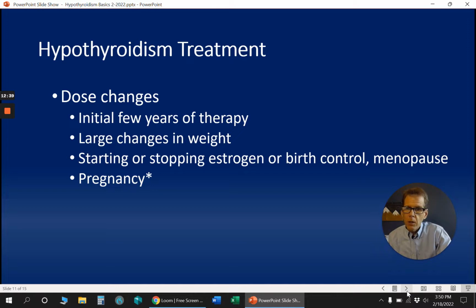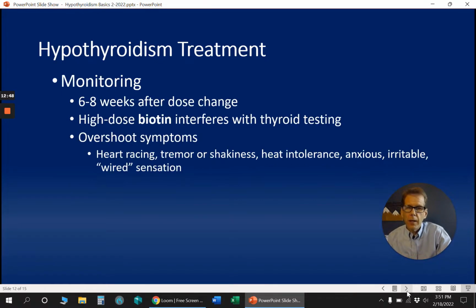One other thing that is not on this list is acid suppression. Anytime people start or stop acid suppressing medication, sometimes that will affect the dose as well. Anytime we make a change in medicine, typically we will want to recheck levels about 6 or 8 weeks after that change. It does take about that long for everything to come back into balance after a dose change.